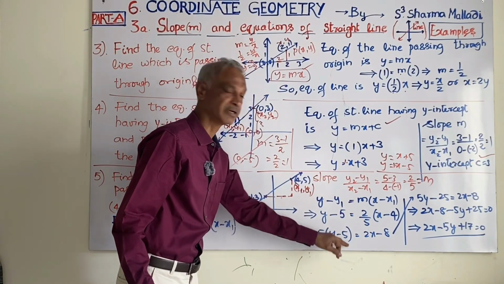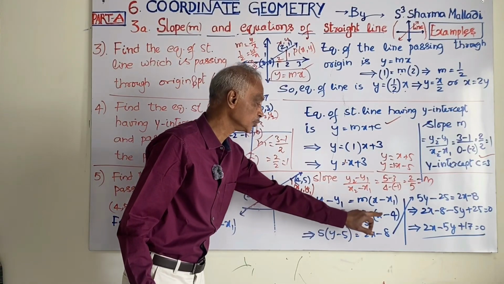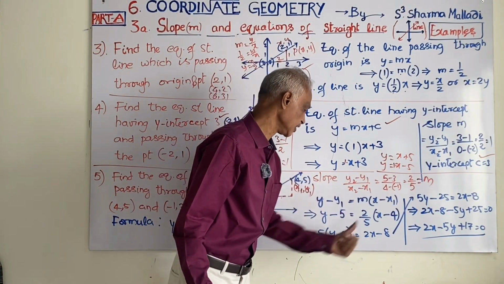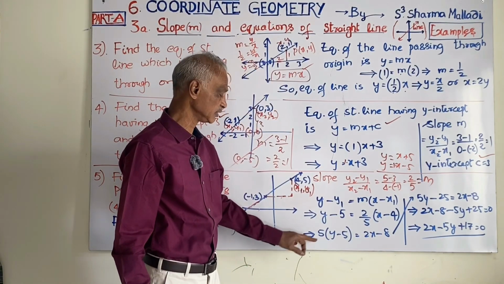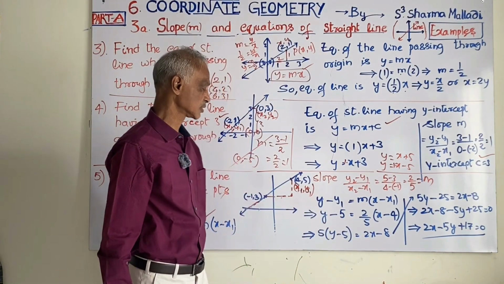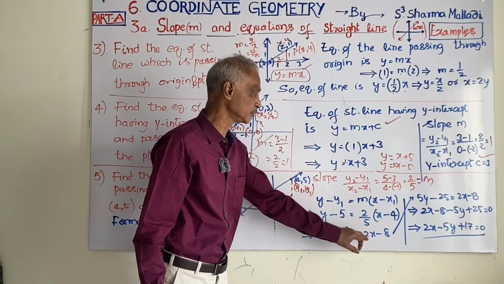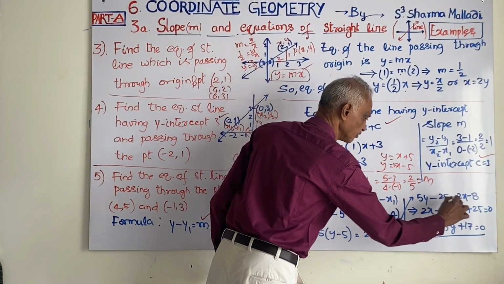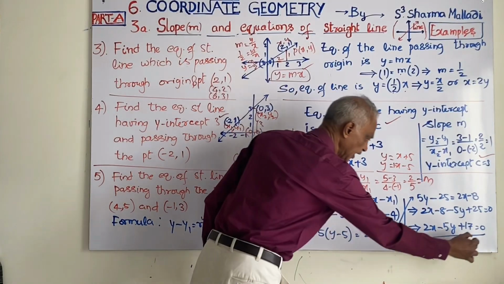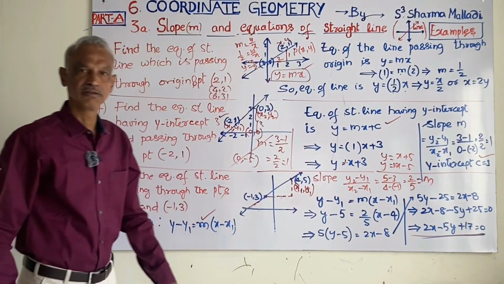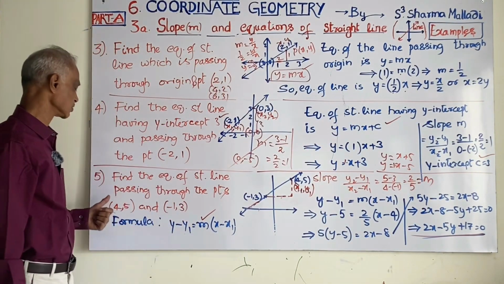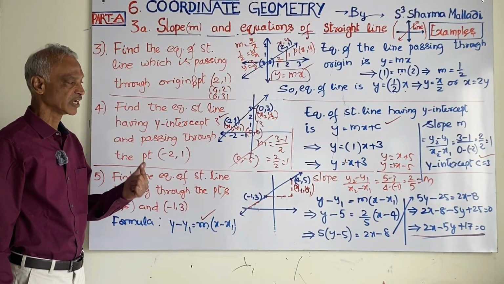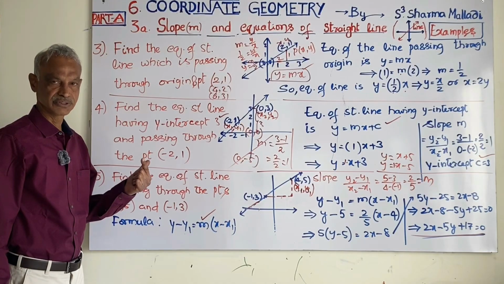Now, cross multiplication. 5 into y minus 5 is equal to 2 into x minus 4, that is 2x minus 8. Multiply 5 with y minus 5: 5y minus 25 is equal to 2x minus 8. 2x minus 8 minus 5y plus 25 is equal to 0. And you will get the equation of the straight line passing through these 2 points as 2x minus 5y plus 17 is equal to 0.